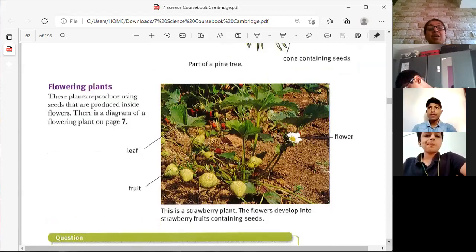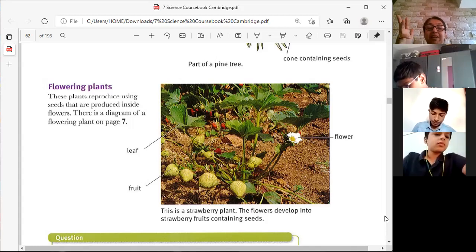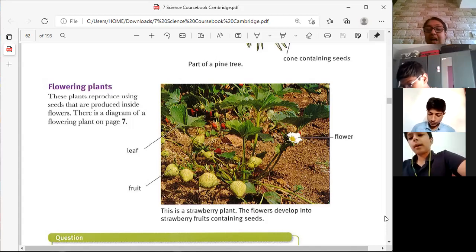Flowering plants reproduce using seeds that are produced inside the flowers. So the first group was mosses, then ferns, conifers, and flowering plants. These are the four groups: mosses, ferns, conifers, flowering plants. We should write them down, ma'am. I will let you write. I will tell you what to write.